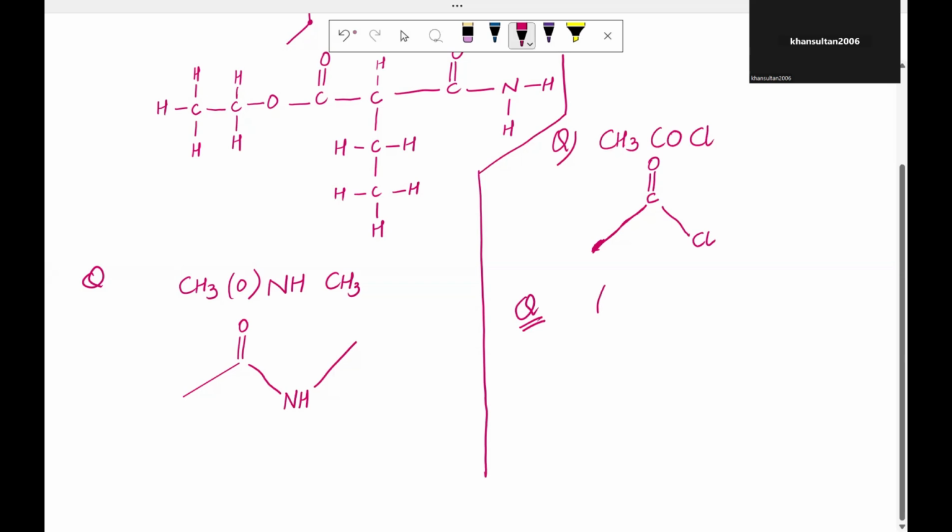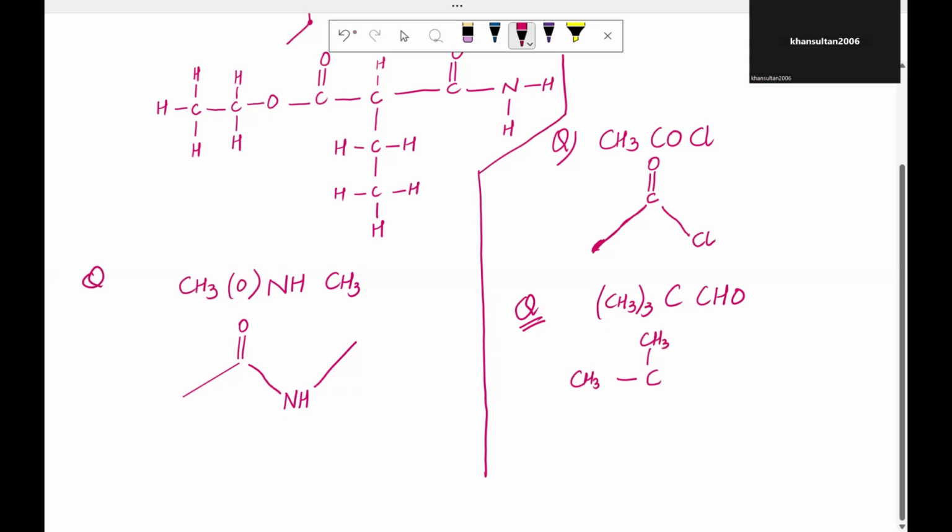That is (CH3)3 C CHO. Now we are going to first draw its displayed structure. I told you yesterday that this bracket basically represents that there is a branch chain present with this carbon. So it is going to be like this.